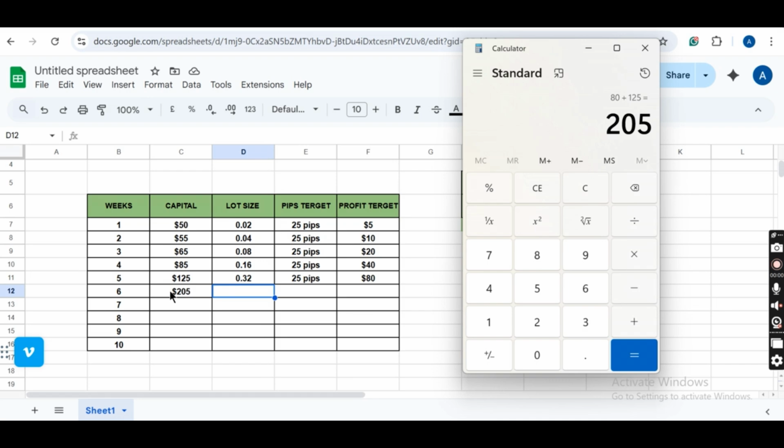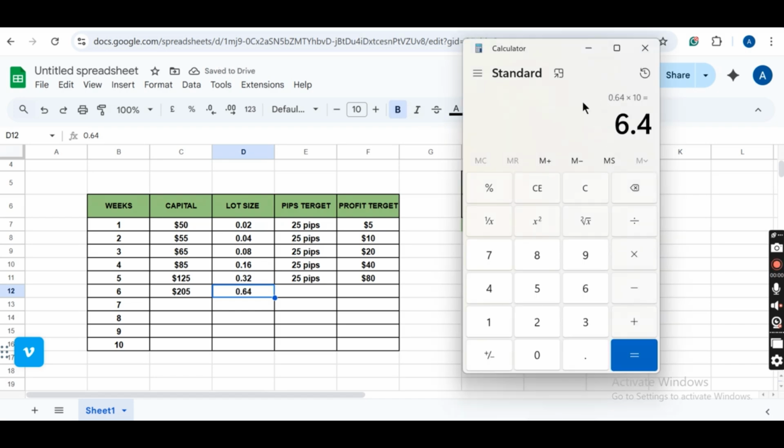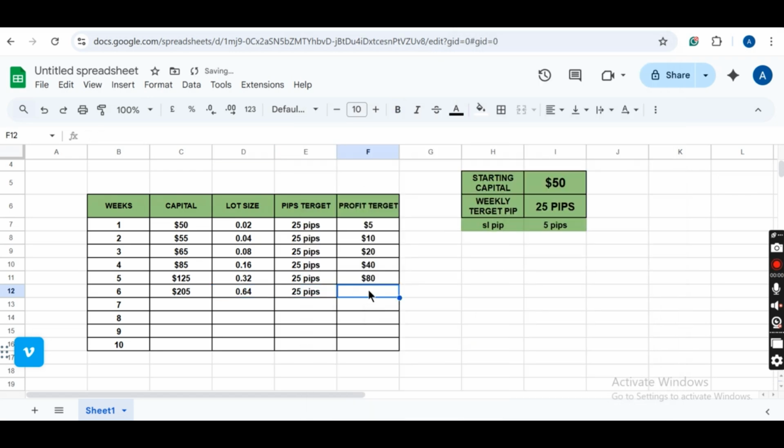So that's it. So week 6 we are going to double our lot size from 0.32. Zai zama we have 0.64. So idan muka ce times 10, okay, now we have 0.64. That's our lot size kenan. So idan muka 0.64 times 10 is going to give us $6.4 per pip. So idan muka ce times 25 pips, it's going to give us $160. So target namu for one week then it's $160.